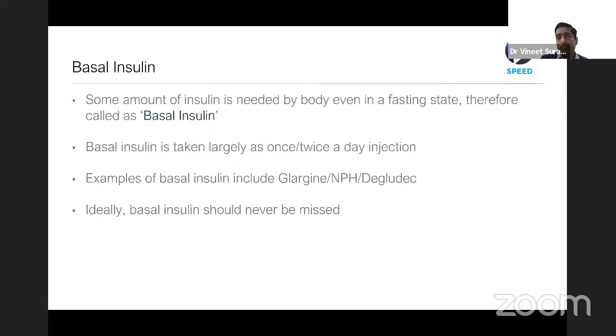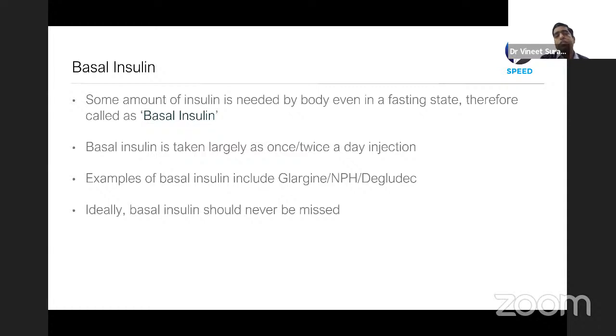Now, basal insulin is taken largely as a once or twice a day injection. So nowadays, mostly when we are using something like glargine or degludec, that is a once a day injection. Whereas there are older insulins like NPH, which is usually taken as a twice a day injection. So the examples of basal insulin are glargine, NPH, and degludec, as I discussed.